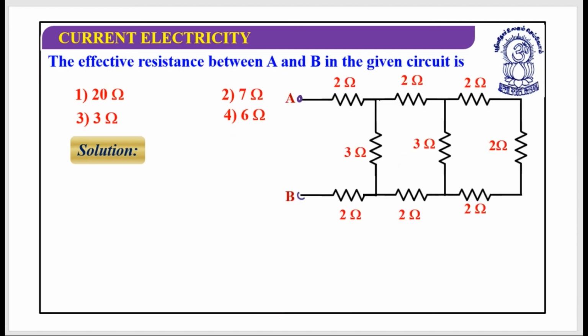The effective resistance between A and B in the given circuit. You need to calculate the effective resistance. First, observe this diagram very carefully and think about what we should do and where we should start. We have done this kind of question in capacitors as well. So please think, you must do this. Take 10 more seconds and think how should I do this. Go for it.